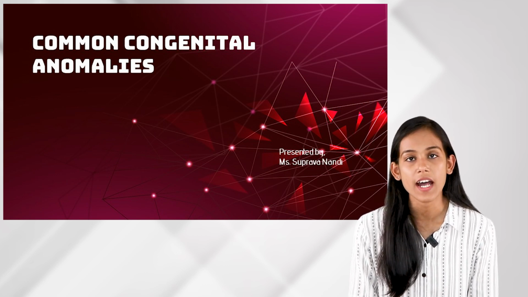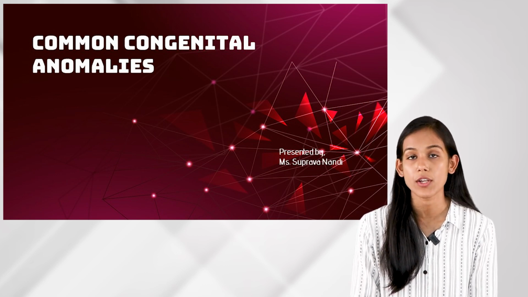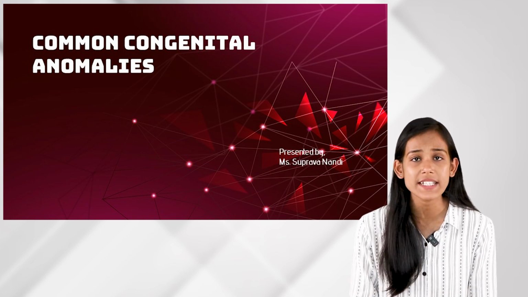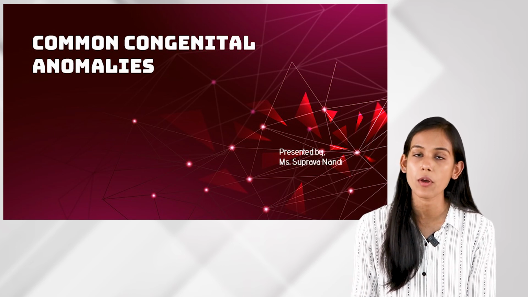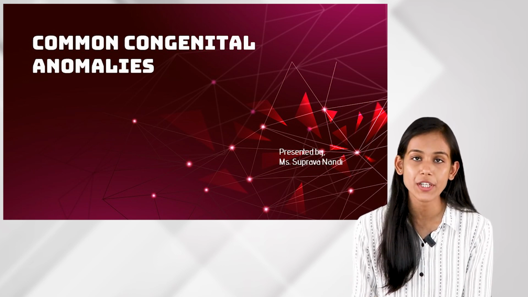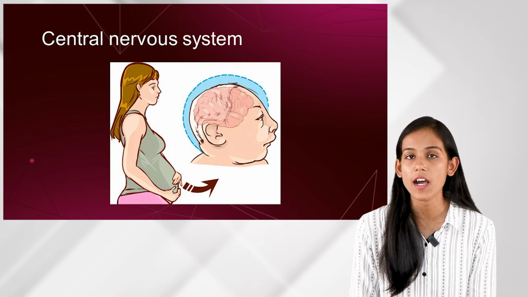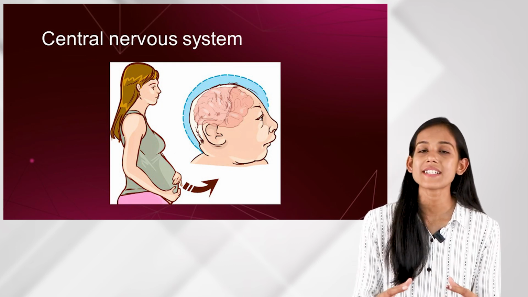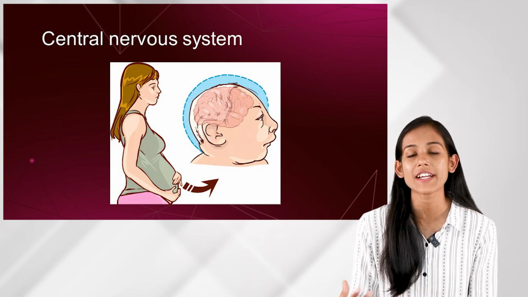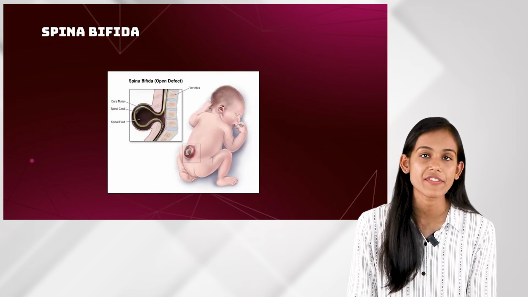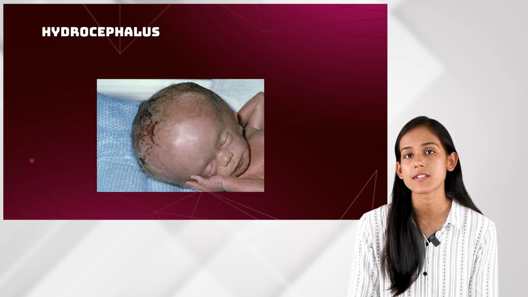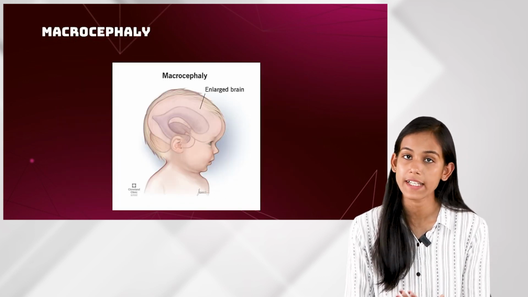So today let us start with what congenital anomalies are there, those that are present at birth. We would see system wise what congenital anomalies are there in a particular system. First, let us start with the central nervous system. The central nervous system includes varieties of congenital anomalies such as anencephaly, spina bifida, hydrocephalus, microcephaly, macrocephaly, etc.